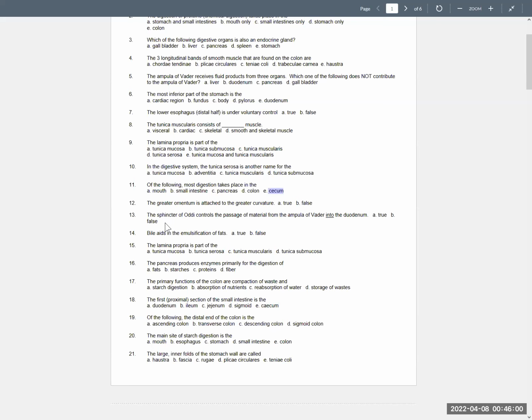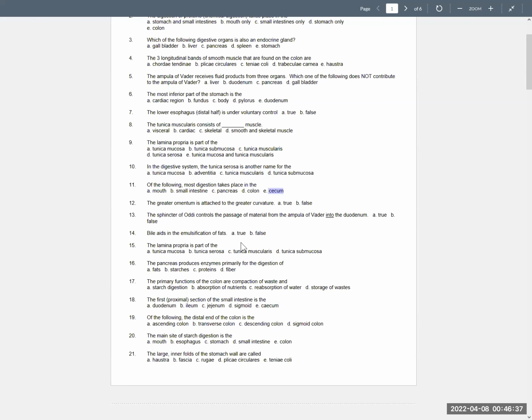12 is too simple. I hope I can skip a couple here now. The sphincter of Oddi, number 13, controls the passage of material from the ampulla of Vater into the duodenum. And it's simply a true and false question. So is it true that that's what the sphincter of Oddi does? Or is it false? I put true. Yep, it's true. Okay, it's the correct direction.